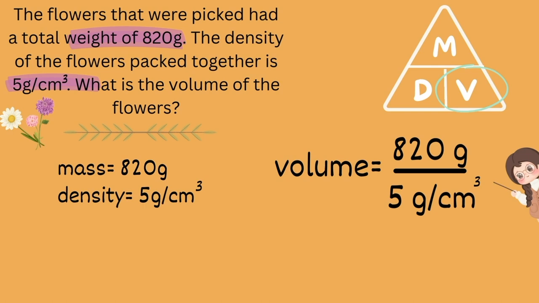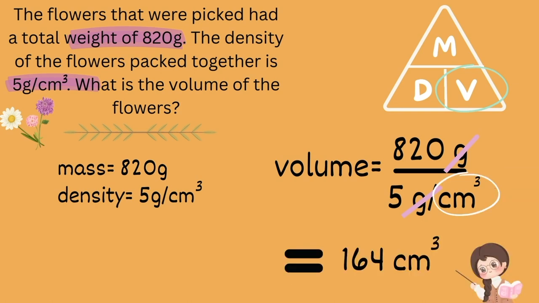So we get 820 grams over 5 grams per cubic centimeter. We cancel out the grams and we're left with cubic centimeter. So if we punch this into our calculators, we get 164 cubic centimeters.